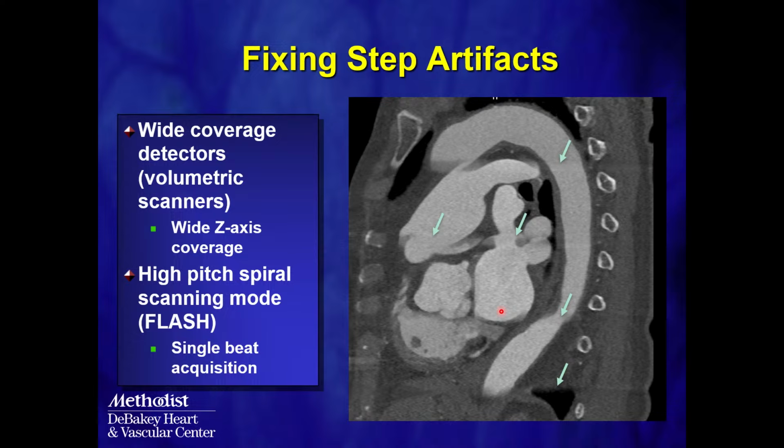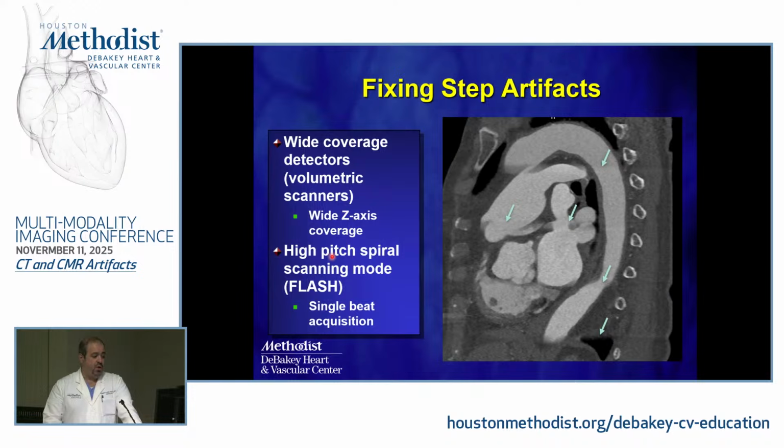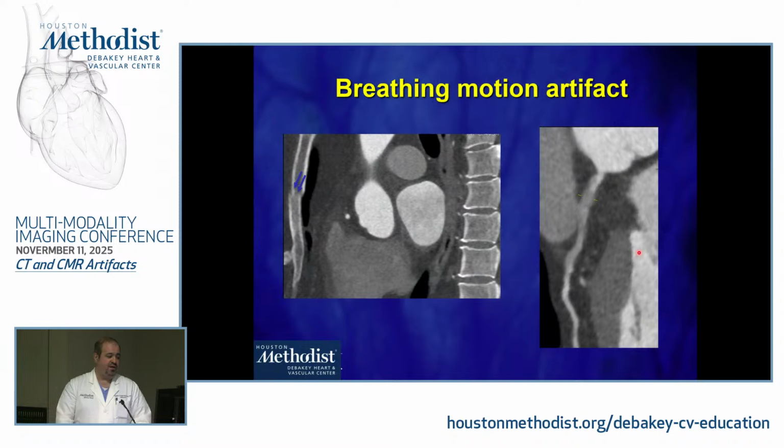So the best way to fix those step artifacts is to use one of the scanners on the market, for example, the GE or the Toshiba. We call those wide coverage detectors. There are so many detectors that it only takes one RR interval to generate an image. Or we could use, through our Siemens scanner, the high pitch spiral mode. So the table moves fast, the camera moves once, and then you're able to generate an image, meaning you're not going to acquire images over multiple cardiac cycles, but instead the images are going to be generated over one cardiac cycle.